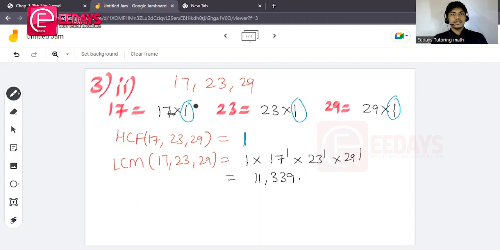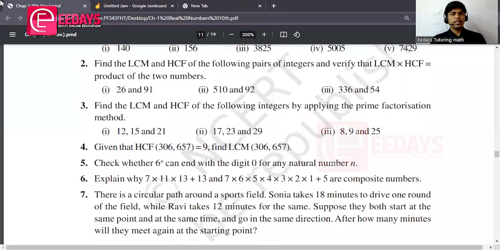I hope you understand. Simple, guys. In exams, if you couldn't get what we need to take common from 17, 23, 29, just write like this: 1 is an invisible common factor for all the numbers. I hope you understand. 1 is the invisible one. That's why you can take 1 as the common factor. Let's move on to the next question.